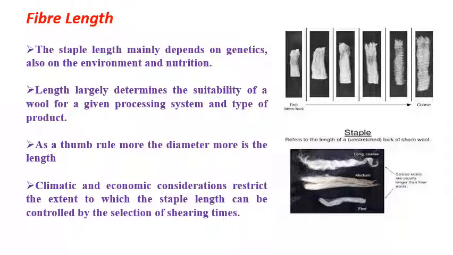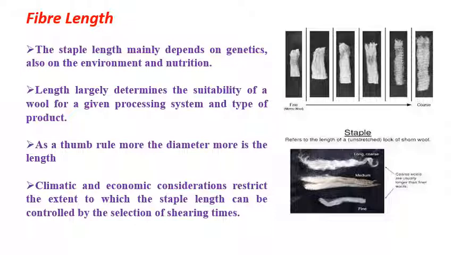Now we will see one more important quality parameter, that is the fiber length. Generally it is described by two terms, fiber length and staple length. Staple length means the length with the waviness, and the fiber length means it is a little bit stretched and made straight and then measured. So the fiber length will always be a little more than the staple length.